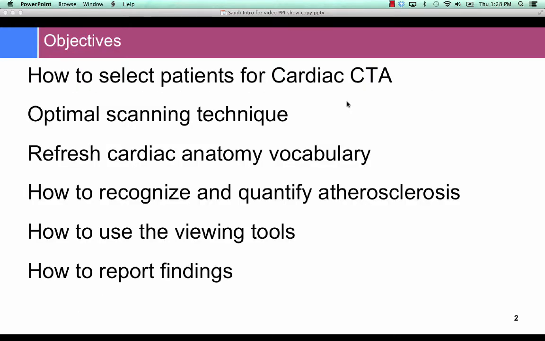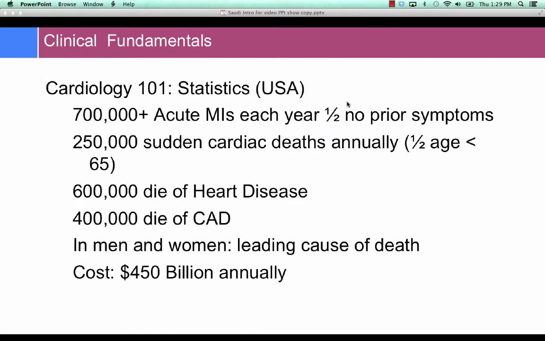I'd like to take a little bit of time to prepare you for what to expect and to review some basic key points about CT angiography, cardiac anatomy, and some of the vocabulary of cardiology that will be used in your reports. A few comments about general atherosclerosis, the disease process, how to use the workstation viewing tools, and the reporting of findings. We'll go over this in much more detail, but to get us all on the same page, I think some key points are important. I'll try to speak for about 20 minutes.